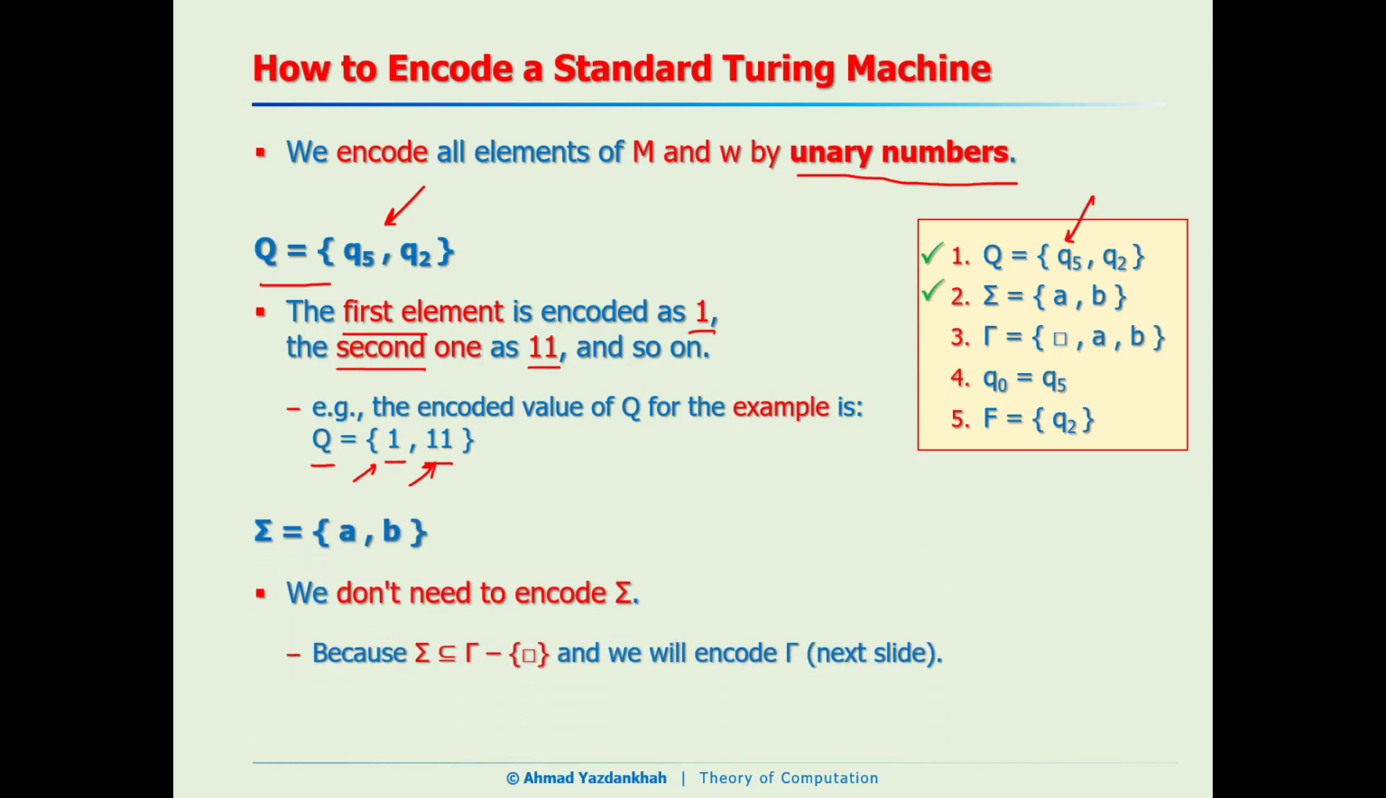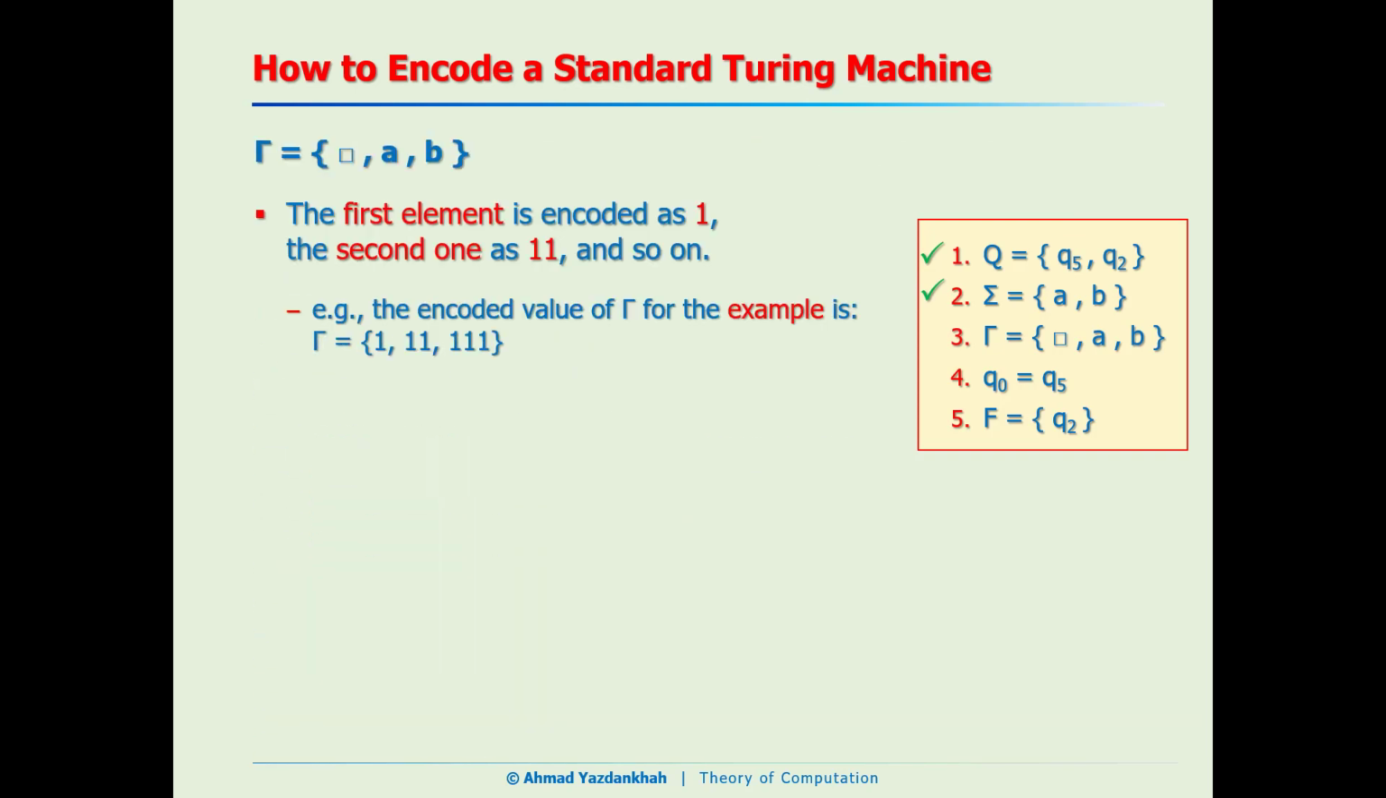For the alphabet, we don't need to encode it independently because for Turing machines, the alphabet is always a subset of the gamma minus the blank symbol. So if I encode the gamma, then the alphabet will be encoded automatically. In the next slide, I am going to encode the gamma.